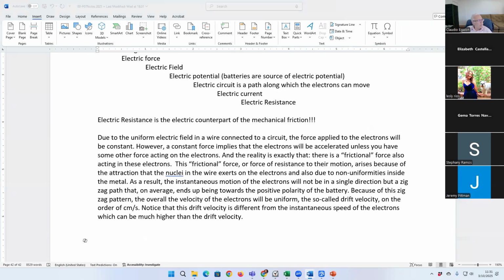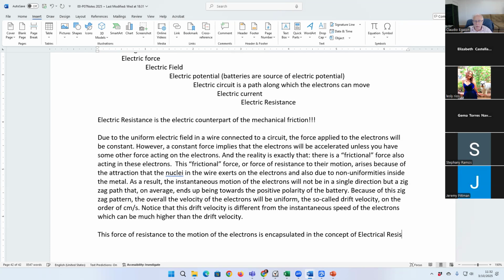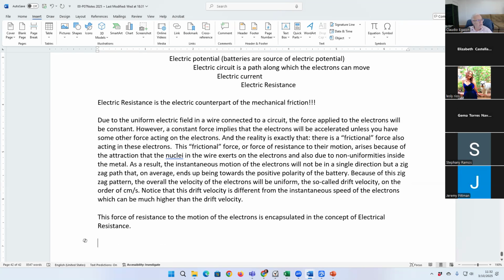So that's a picture that you must have. Now, this force of resistance to the motion of the electrons is encapsulated in the concept of electrical resistance.